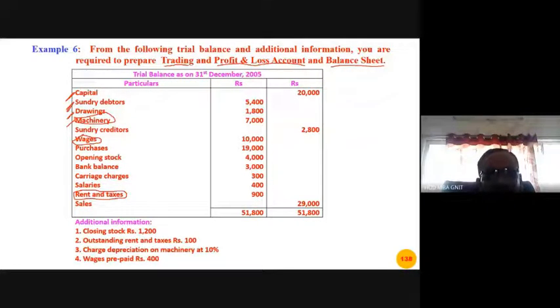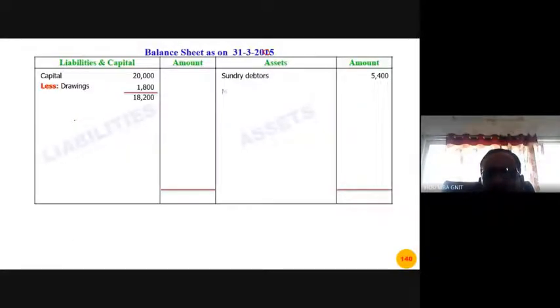Machinery, what is the nature of machinery? It is an asset, so it comes on the asset side. Machinery we have to show in the inner column. Why? Because it has the adjustment. Machinery 7,000. Just show it in the inner column. Yes. Next item.